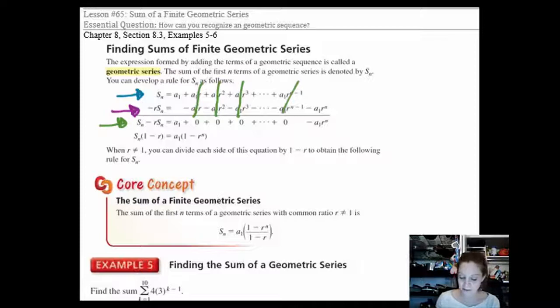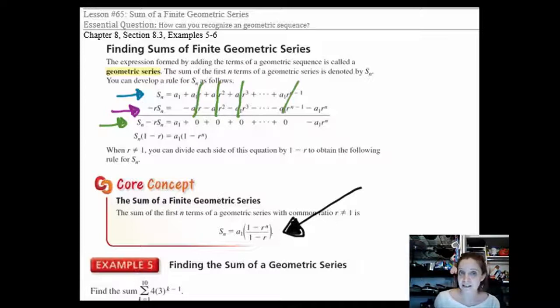And we're left with S sub n minus r times S sub n equals a sub 1 minus a sub 1 r to the n. And then you can isolate S sub n, and you end up with the formula for the sum of a finite geometric sequence.